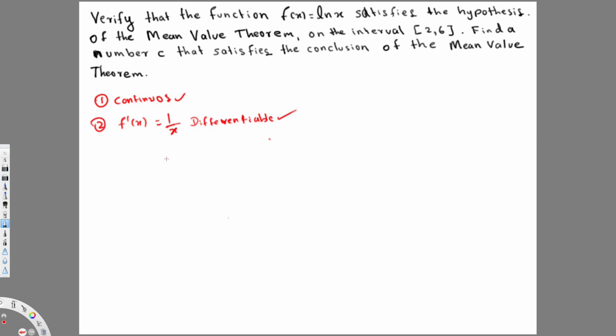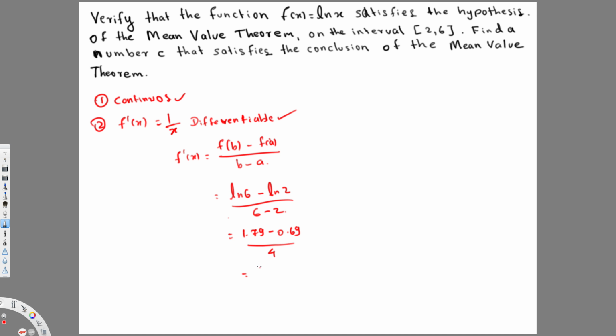According to the Mean Value Theorem, the first derivative is equal to (f(b) minus f(a)) over (b minus a). To find f(b), I plug 6 into ln x, so it's going to be (ln 6 minus ln 2) over (6 minus 2). If we calculate, ln 6 comes out to be 1.79 and ln 2 comes out to be 0.69, and I have to divide the difference, 1.1, by 4, and that's going to be equal to 0.275. And this is the value of this expression.